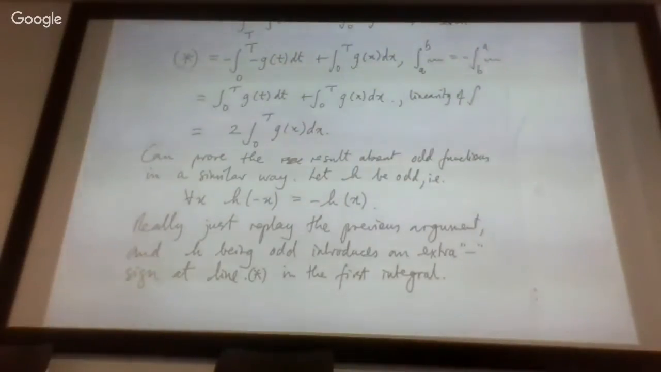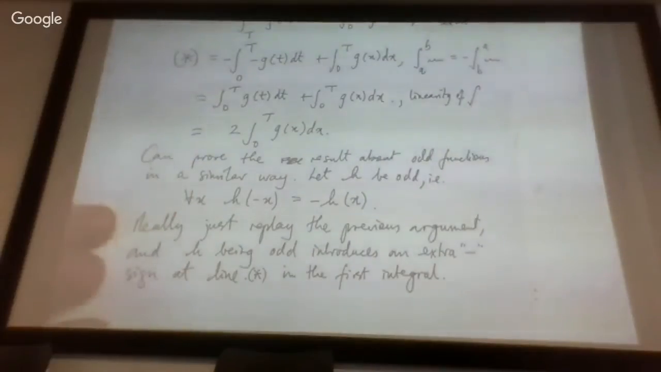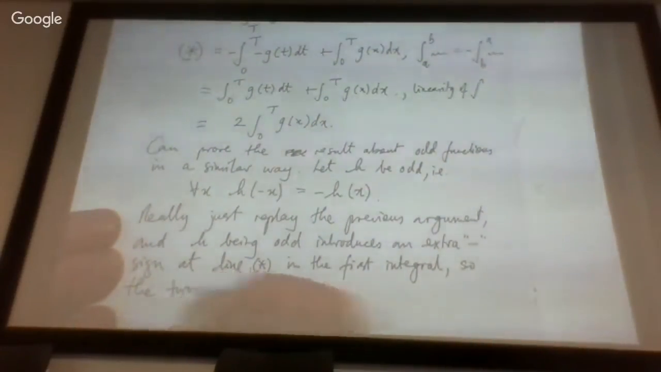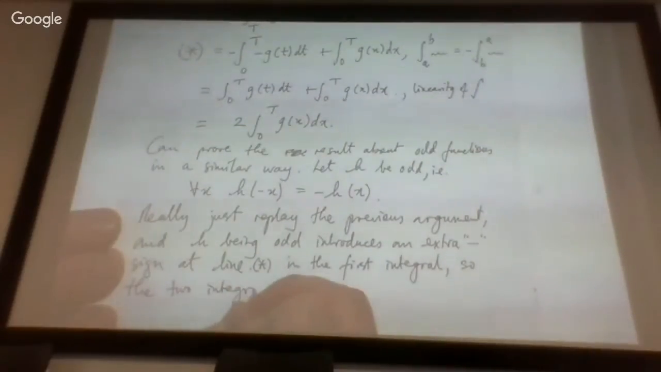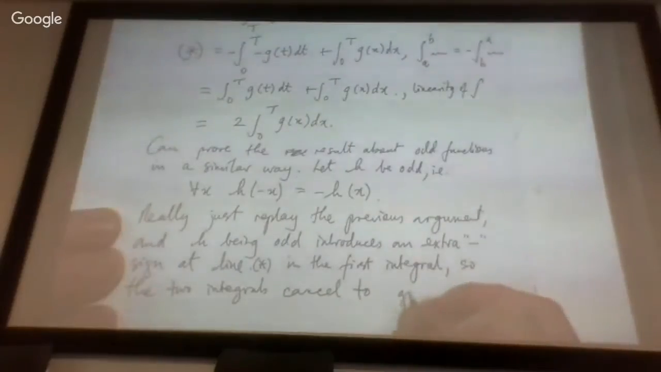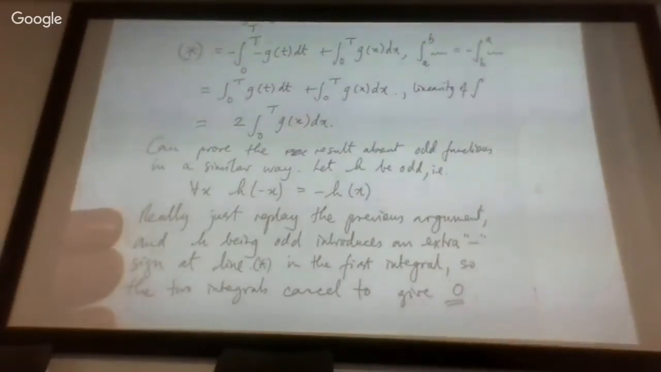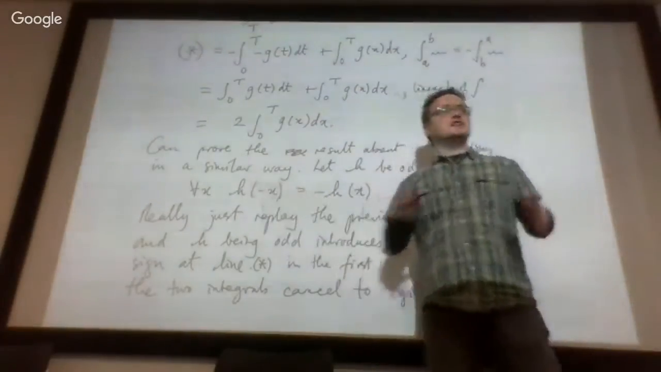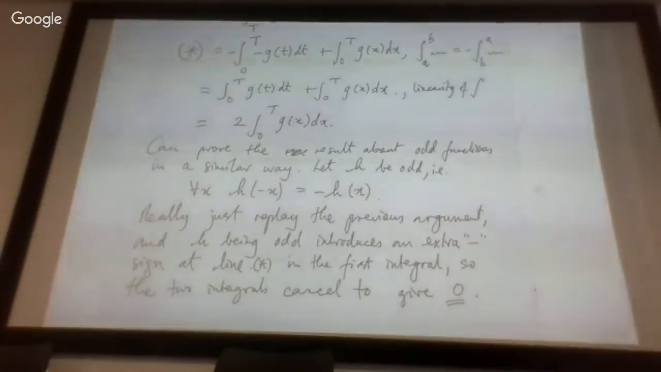So save us some time by just describing that. Replay our previous argument. H being odd introduces an extra minus sign at line star in the first integral. So the two integrals cancel out, to give 0. Big fat 0 for the integral of function h across the interval essentially.